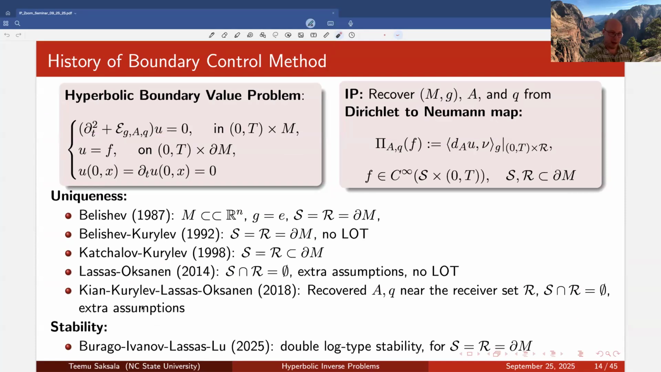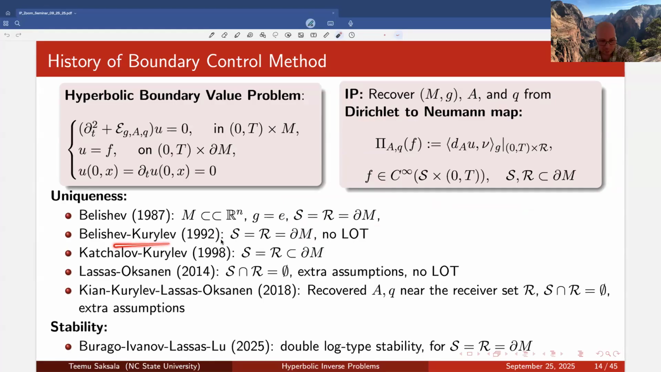First, in the case with manifold with boundary, and then in the next slide on the manifold which is closed. So I look at this source to solution operator. So in the case of manifold with boundary, my data is given by the DN map. First, it was shown by Belishev that in the Euclidean setting, you can recover the lower order terms if you measure everywhere.